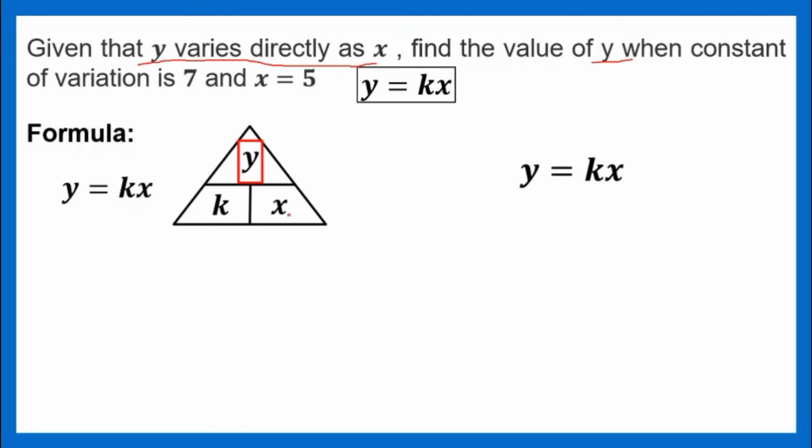Etong dalawang nasa baba, that is multiplication. Kaya sila magkatabi because that signifies that they should be multiplied. So, y ay nasa left. Kung ano yung pinapahanap, lagi siyang nasa left. Tapos, etong dalawa, since magkatabi, that is multiplication.